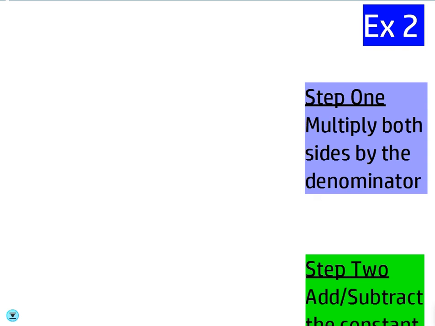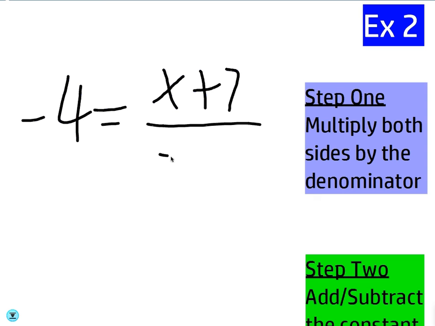Let's do, it was the same one I gave you last week. -4 equals, we'll say, x plus 7 over -2. Okay, how would you solve this one? Multiply by -2. Okay, multiply both sides by the -2 since it's negative.